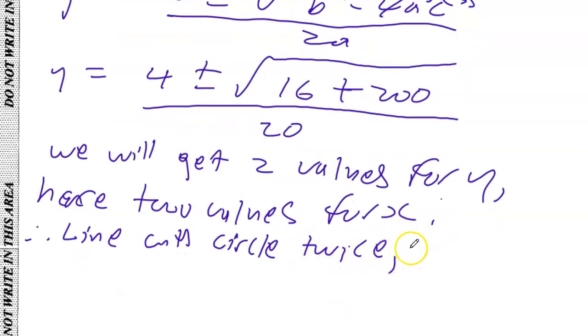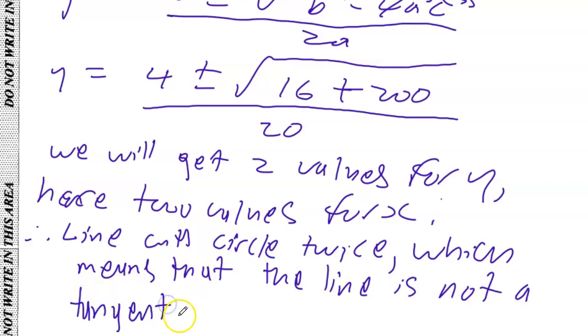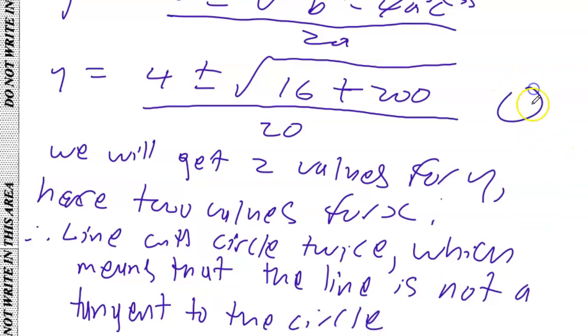Line cuts the circle twice, which means that the line is not a tangent to the circle. Because if the line was a tangent to the circle, it would cut the circle only once. So you have a circle, so the line cuts it twice, hence it cannot be a tangent.